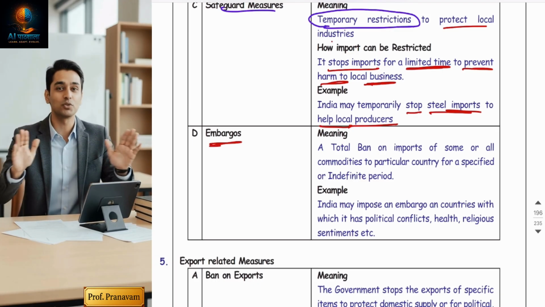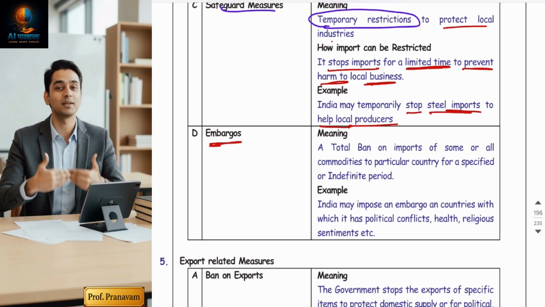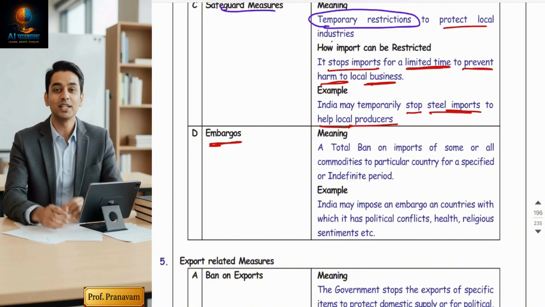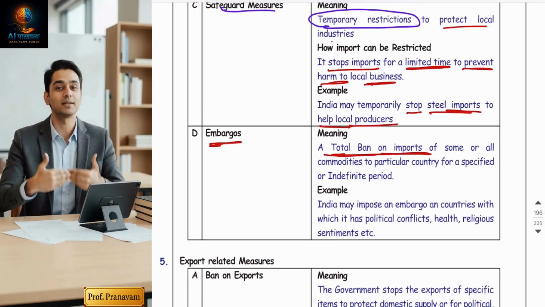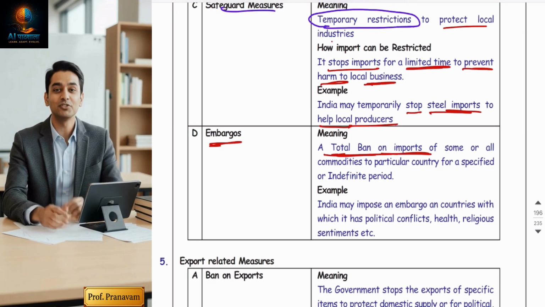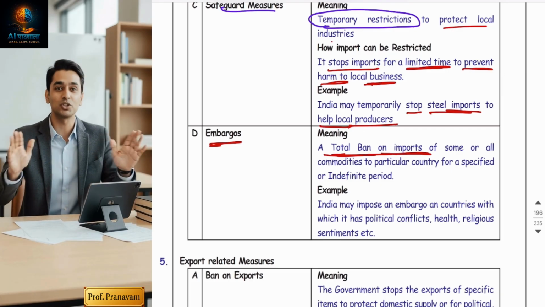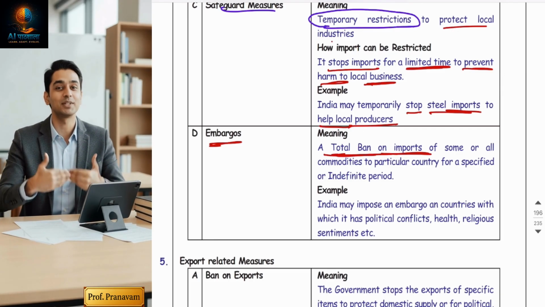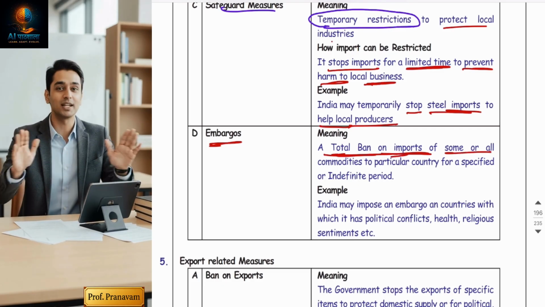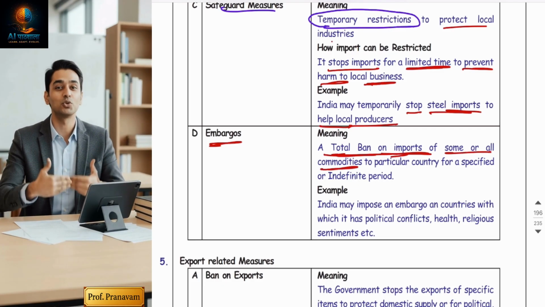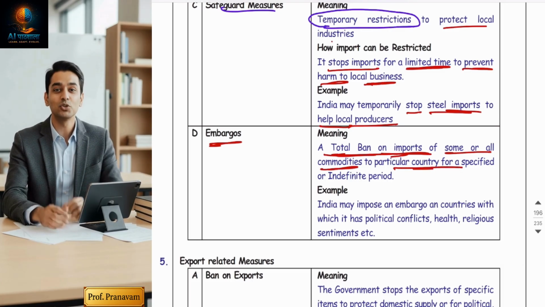Embargoes. Next is embargoes. Guys, an embargo is not a temporary restriction, it is a complete ban on goods. It is a total ban on imports. The government has made a negative list of goods which cannot be imported into India. Yes. Because there might be no political will, or for health reasons, some countries are blacklisted, meaning from that country not a single quantity can be imported. So it is a total ban on import for some commodities; either some commodities can be restricted or a particular country can be restricted.